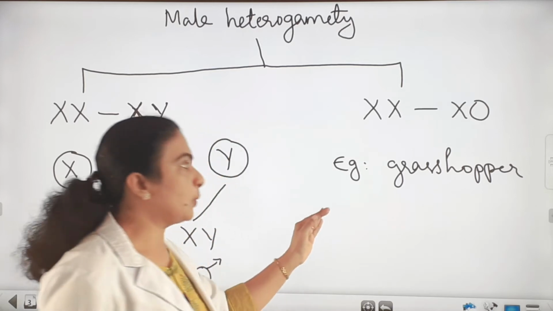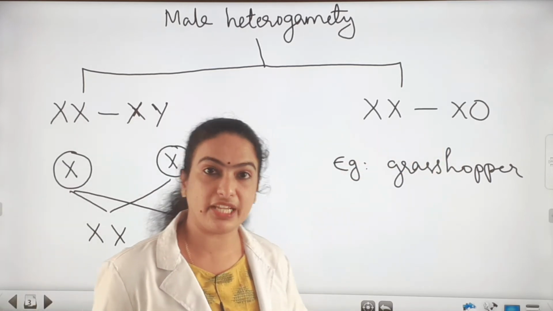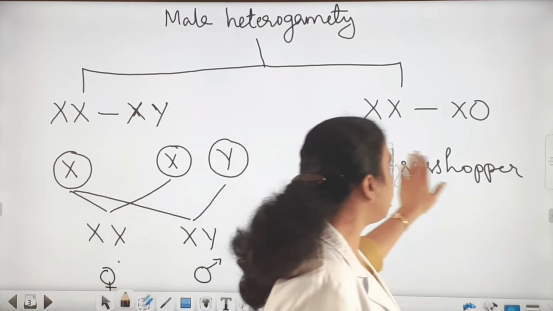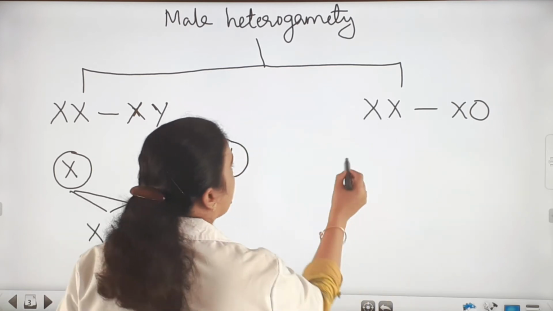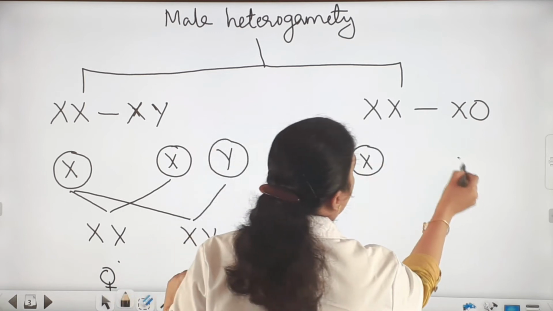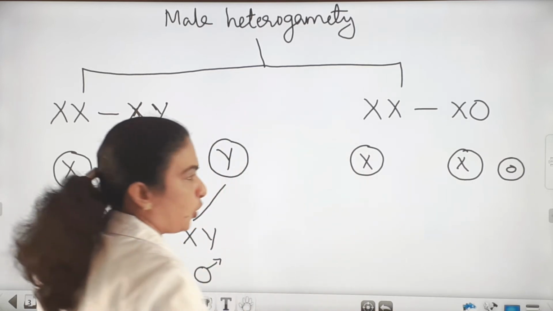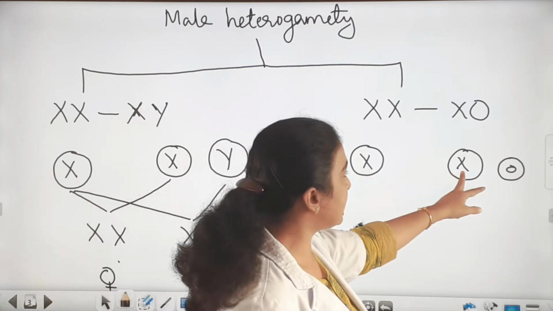Okay, in grasshopper we can see XX, X0 type of sex determination under male heterogamety. We can see the cross. So here, X type and X and without sex chromosome. So two types of gametes are producing.